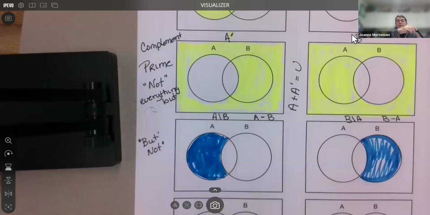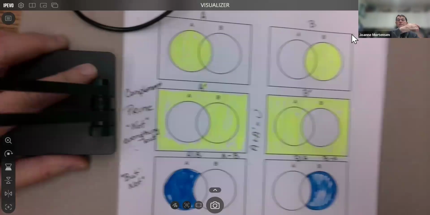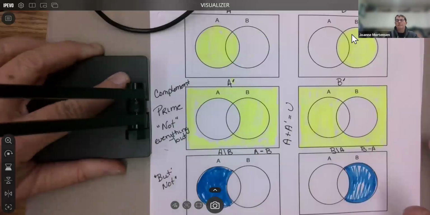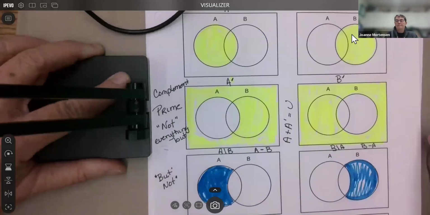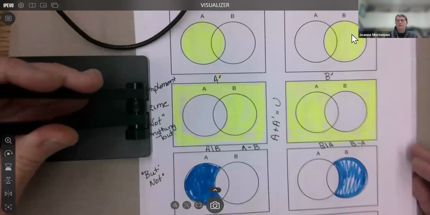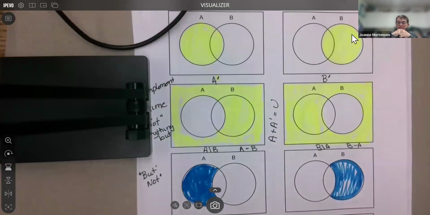Sorry. My head's in the way. Okay, that's what I want. I want you to see all of them. These are the ones that you need to understand to begin with, because each is just one part of the picture. And then we start using the intersection and the union to combine them in different ways.